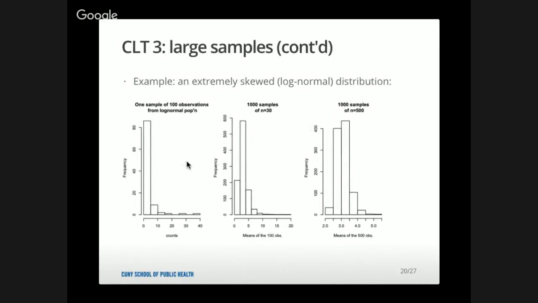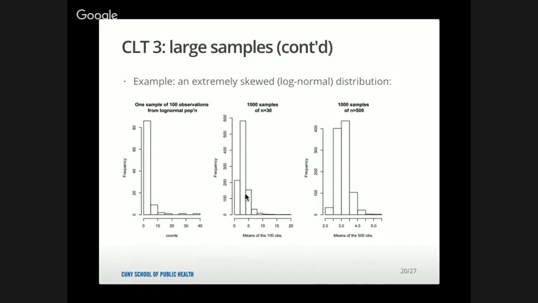So here's an example. I generated an extremely skewed distribution. This is a log normal distribution, which means that if you take a log of the values, it results in a normal distribution. So it tends to be extremely skewed. Here's one sample of 100. You see most of the observations are almost right down at 0. The mean here is 1 in this distribution, but you have values going all the way up to 40.